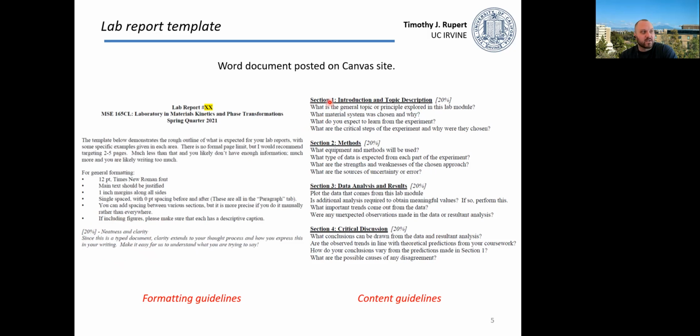And then from there, in terms of the content, I basically broke it down into 4 sections. So the first is the introduction and description of the topic. The second is the methods that are going to be used. The third is data analysis and results. And fourth is your critical discussion. So this is really the same flow that you would see in any type of lab report or technical paper. It always has the same type of structure.